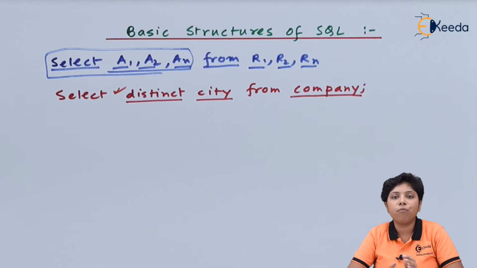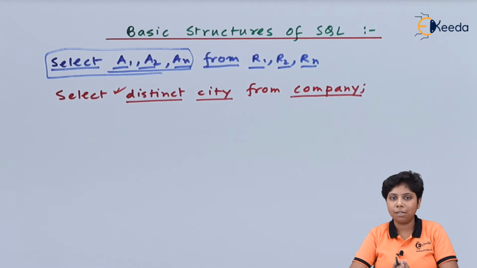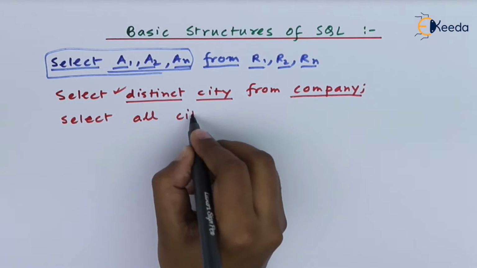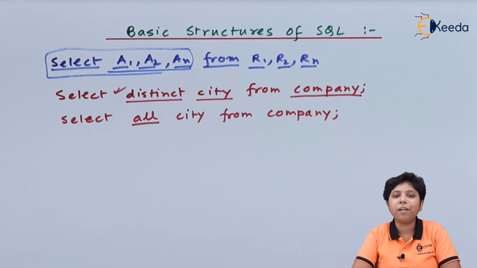Now we can do the reverse by fetching all the cities, that is, the repeated cities or all the values present in the attribute city of the relation. So we can use a statement like this. By using the keyword all, we are removing the constraint that we want only unique values of the attribute. So this is a very basic format of using a select statement.